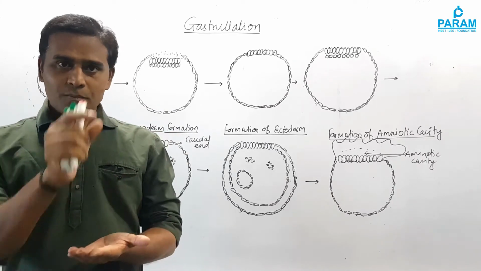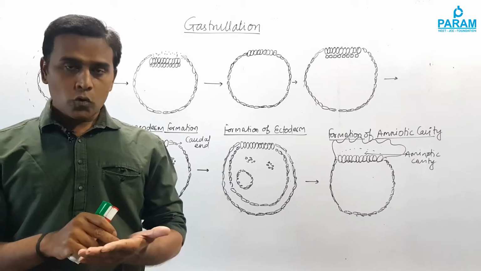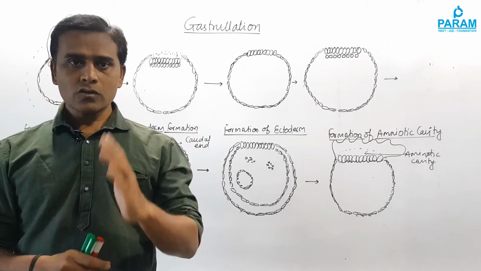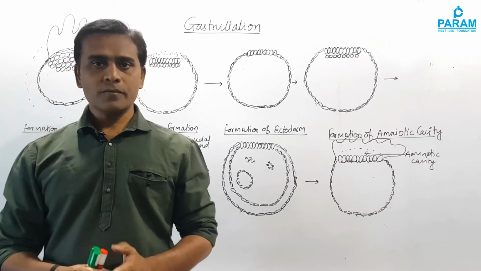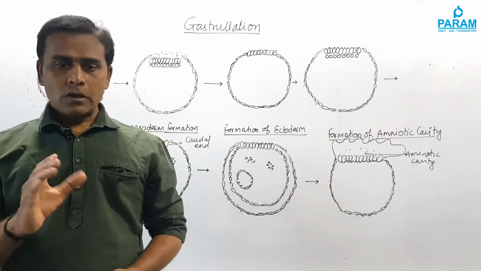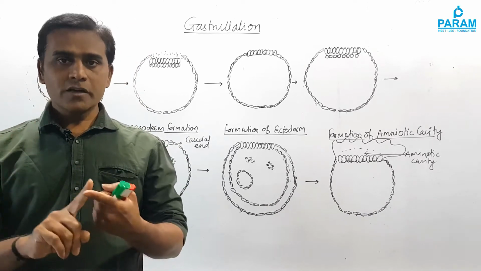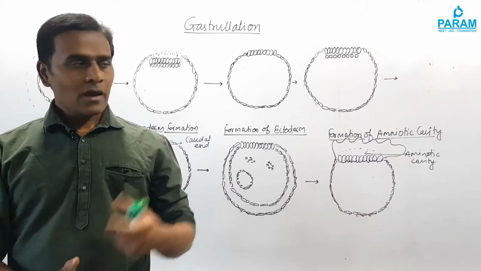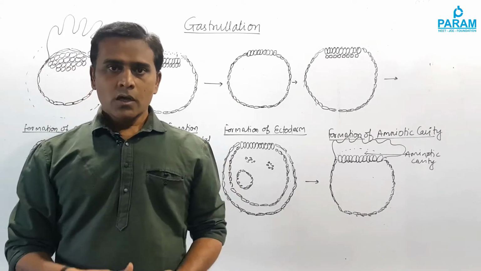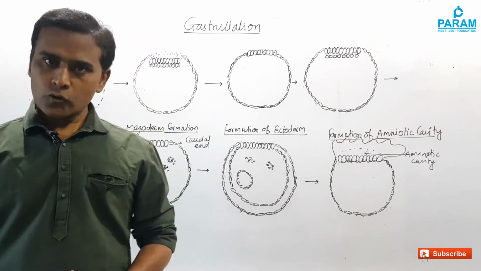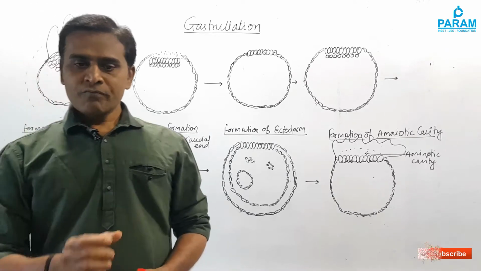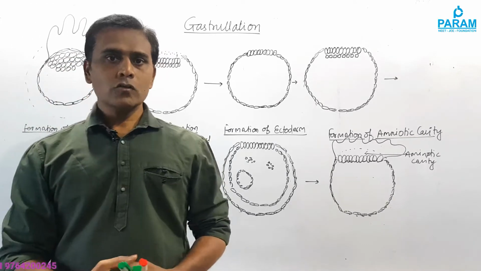In the blastula there is the presence of inner cell mass. So, gastrulation is the process of morphogenetic movements of the inner cell mass to produce three germinal layers, that is ectoderm, mesoderm and endoderm, and this process is termed gastrulation. Before starting with the actual process, we will understand some features of gastrulation.